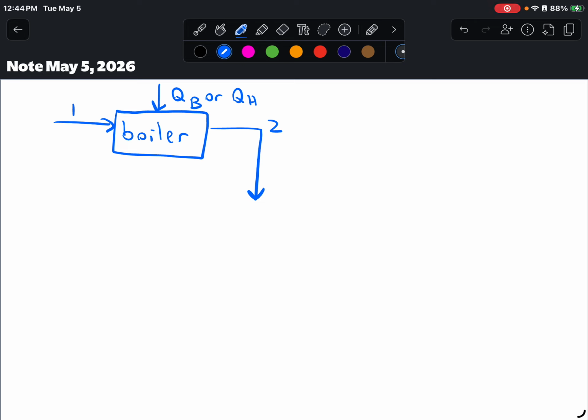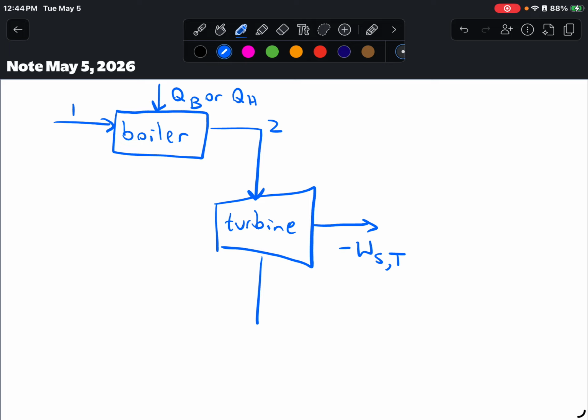Then we take the steam and we put it into a turbine, and we get work out of it. I label it as negative because work that comes out of my system by the convention we use in my class is negative work. We desire negative work or work extracted. What we get out of the turbine is a low pressure gas, which we then condense in a condenser.